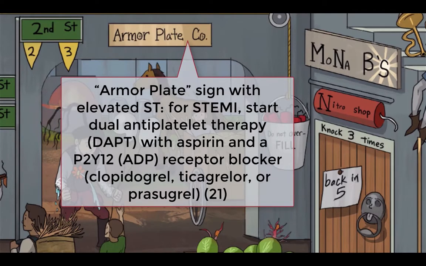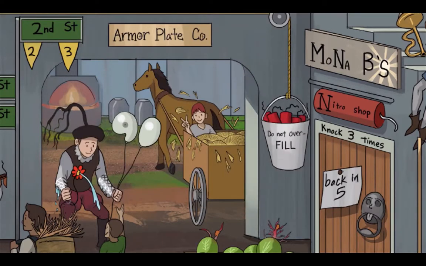Let's start off with our antiplatelet medications, symbolized underneath that Armored Plate Company sign. That's Armored Plate for antiplatelet. We already mentioned earlier that all patients with suspected ACS get aspirin. In addition to aspirin, patients are treated with a P2Y12 ADP receptor blocker such as clopidogrel, ticagrelor, and prasugrel. This double whammy on platelet aggregation is known as dual antiplatelet therapy.